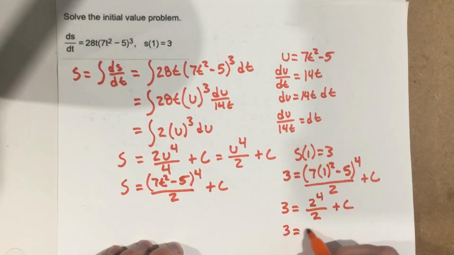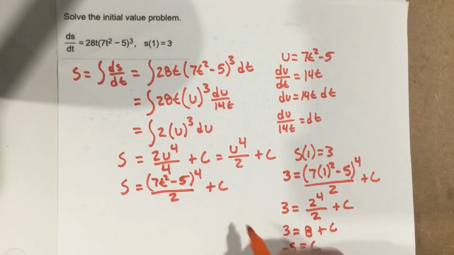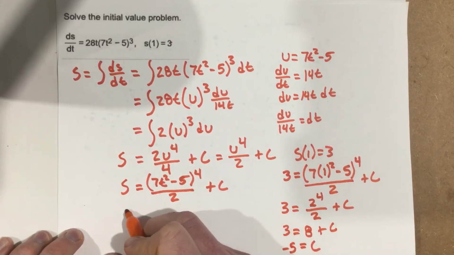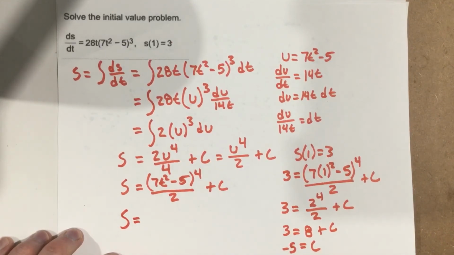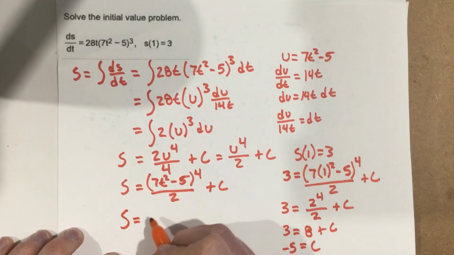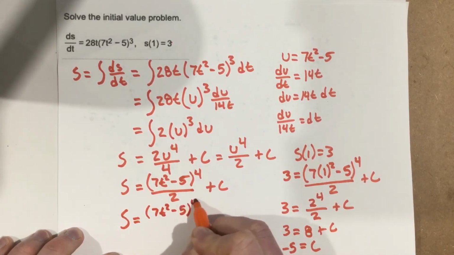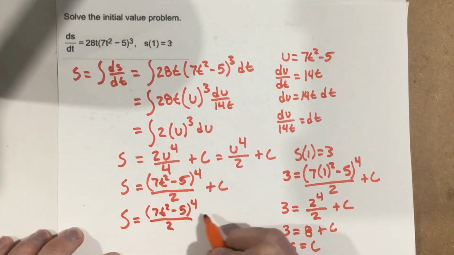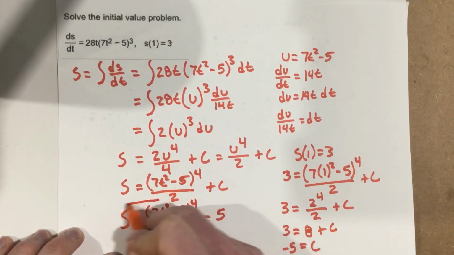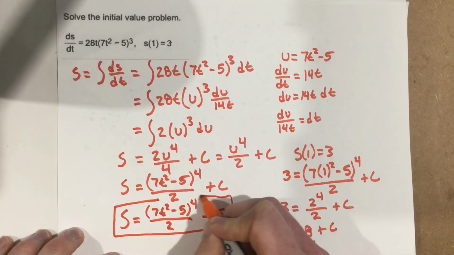So 3 equals 8 plus c. Subtract the 8 over, and we get negative 5 equals c. So our c value is negative 5. That original constant term was negative 5 there. So we can say our initial value, our original distance formula, was (7t squared minus 5) to the 4th over 2 minus 5. And that's our solution to this problem.